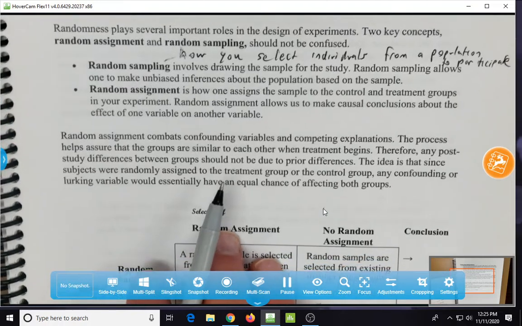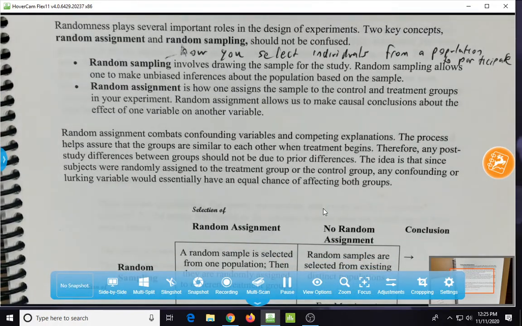The idea with random assignment is that it's combating confounding variables and competing explanations. It helps us to assume that the groups are as similar as possible before the treatment begins. Because if we have a lurking variable or a confounding variable, it's equally likely to apply to both. And so we can attribute the differences just to that one particular treatment. So that's a key idea.